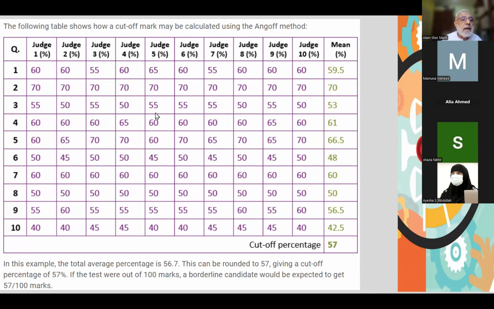So again, there are judges, and each judge, here we will say the subject matter experts, gives his or her opinion based on their experience of how they think a minimally competent student would perform. And then we get the average of that, and then we get the average of averages to get the cutoff percentage. This is an example of the Angoff method.